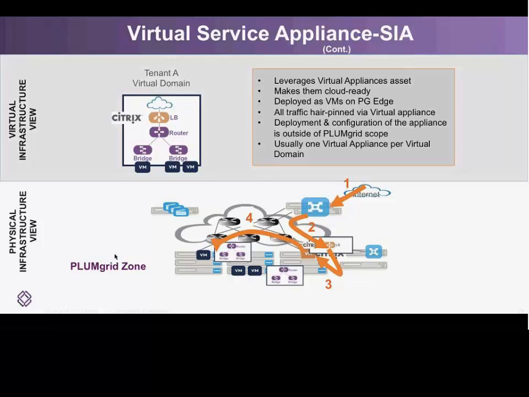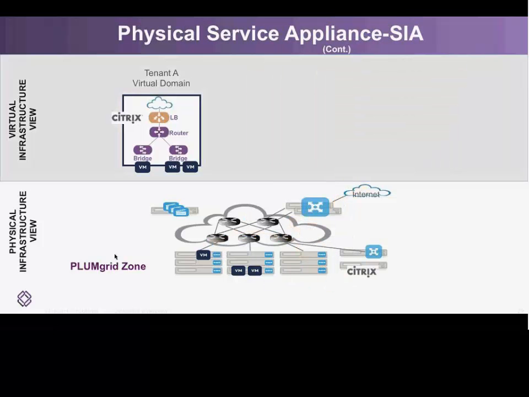And this brings services to a virtual domain as needed. The second model is, similar to the previous, the virtual topology remains the same, but the load balancing services are now provided by a physical appliance.